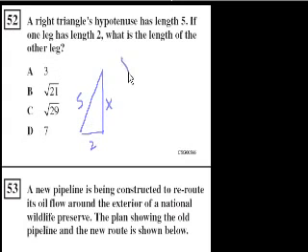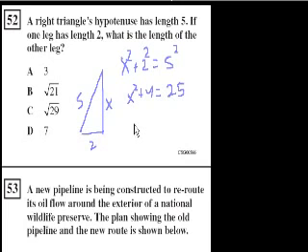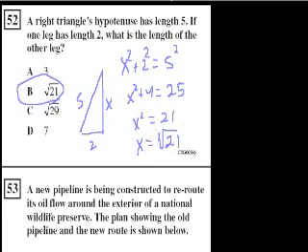Pythagorean theorem: x squared plus 2 squared is equal to 5 squared, because 5 is the hypotenuse. X squared plus 4 is equal to 25. Subtract 4 from both sides. X squared is equal to 21. So x is equal to the square root of 21, which is choice B.